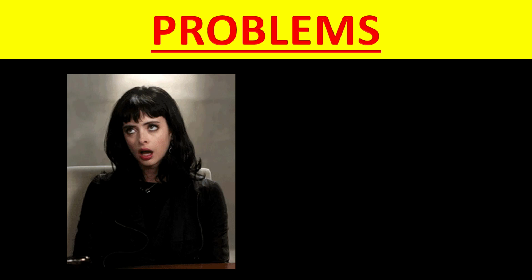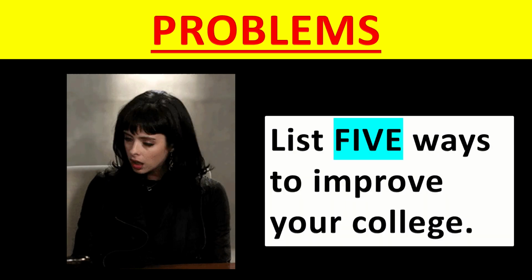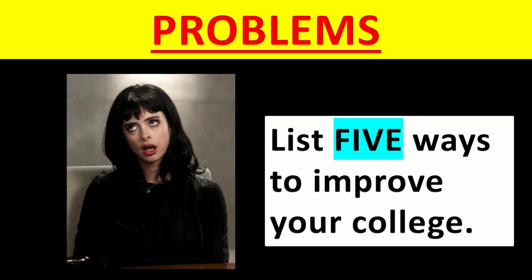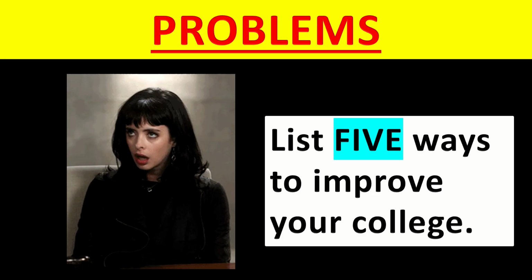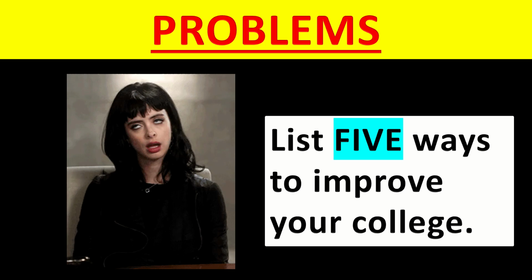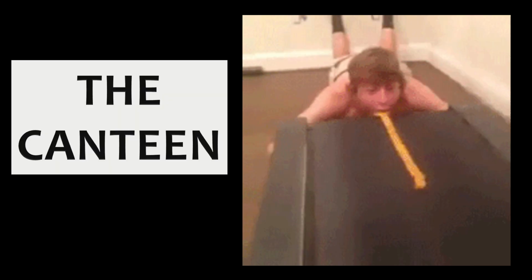So always with these questions, particularly for a report, you're always trying to think of your 3 main paragraphs. So what I would do is try to think of 5 ways to improve the college or the school, and then pick the best 3 of those. So I came up with the canteen. I think the canteen can be improved.